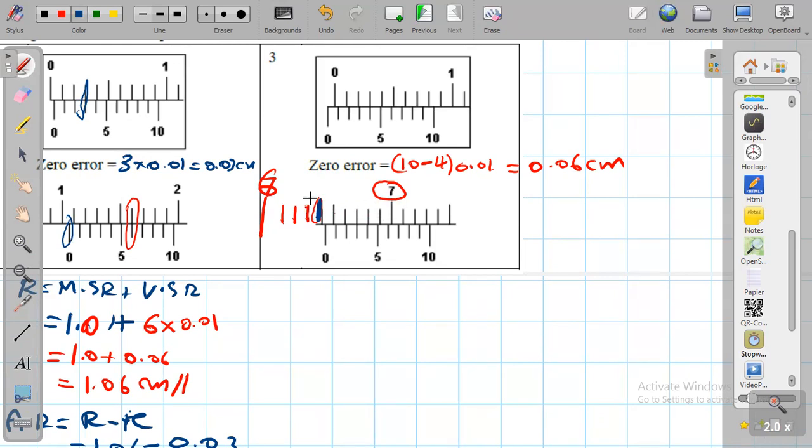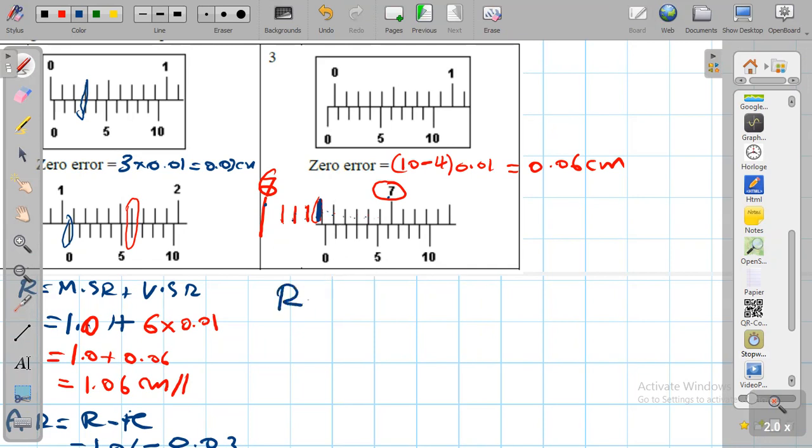I will complete this one up to here. 1 2 3 4 5, sorry, 1 2 3 4 5 6 7 8 9 10. So 10 means 6. This is 7, this is 6. Now you can easily find out which line is that. 1 2 3 4. That means 6.4.